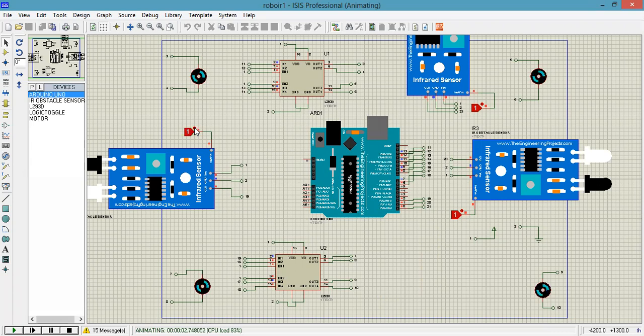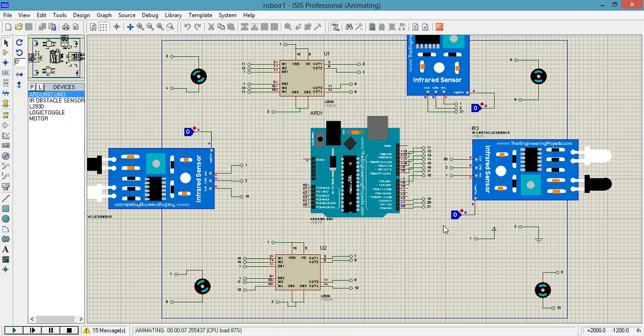Now all four motors are rotating in anti-clockwise direction because there is an obstacle in the front, left side, and right side. Now I am doing 0, 0, 0, so there are no obstacles, and the motors are rotating in clockwise direction. Like that, we can give some obstacles and change the motor direction.